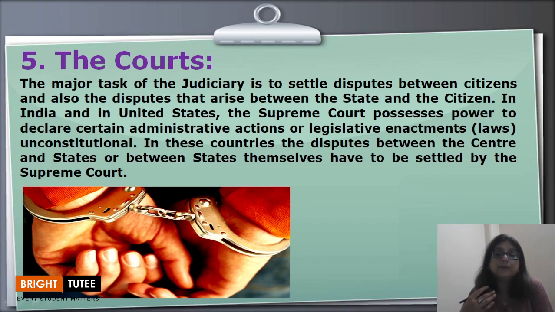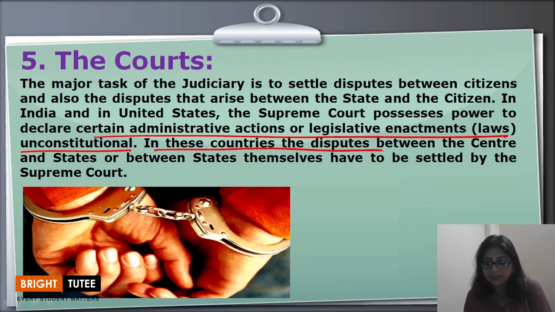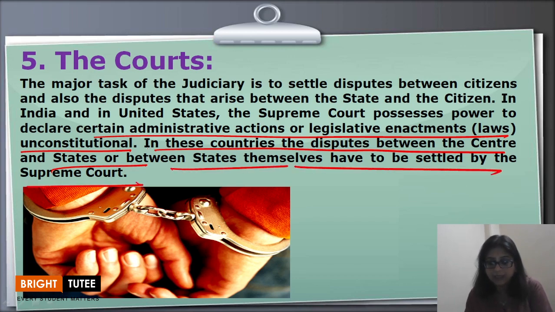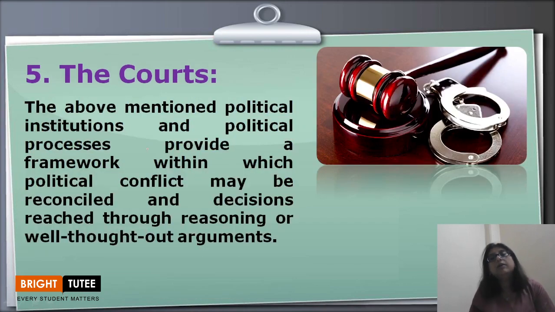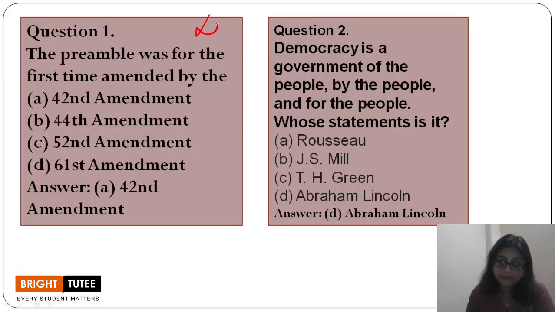If the dispute is between the state and the citizen, in India and in the United States the Supreme Court possesses the power to declare certain administrative actions or legislative enactments unconstitutional. In these countries, disputes between the center and the states, or between states themselves, have to be settled by the Supreme Court. The above-mentioned political institutions and political processes provide a framework within which political conflict may be reconciled, and decisions reached through reasoning or well thought-out argument. Now let's revise.